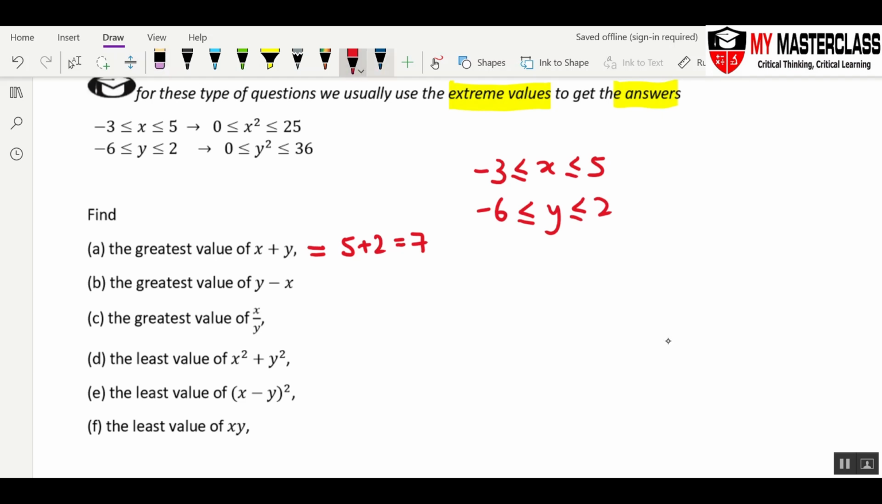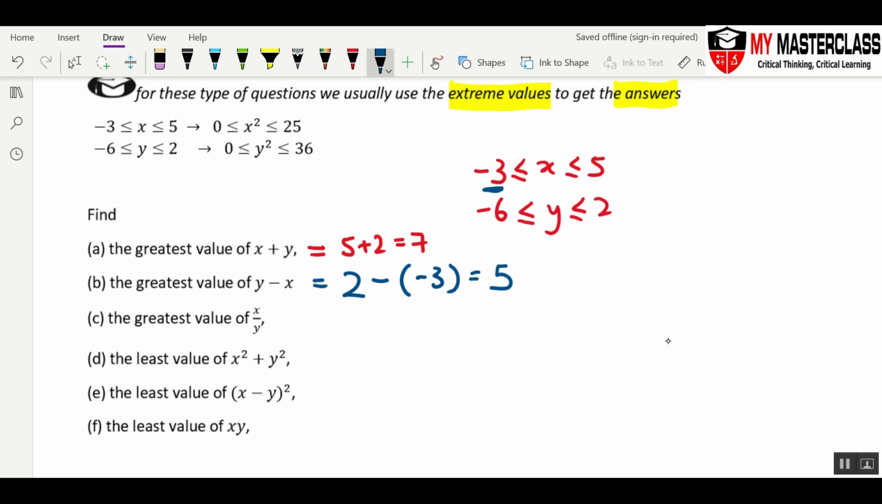Others, it might be a bit tricky. For example, y minus x. If I want y minus x, because x there is a negative value, I will have to choose the biggest value of y, that is 2, minus, for x, I can use -3. So you realize that minus minus become plus. That's why 5 is the greatest value of y minus x.